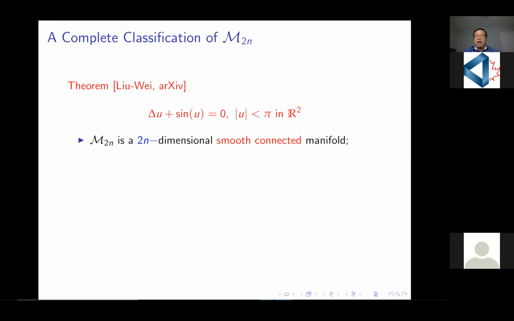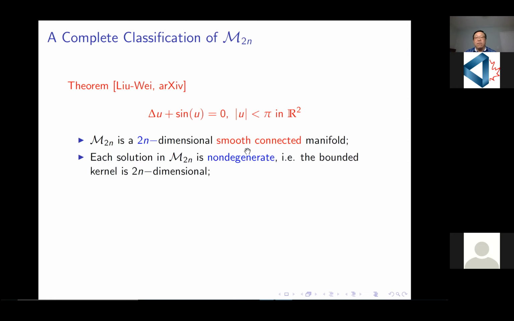With this information, we can now give a complete classification of 2n-ended solutions for this nonlinearity, Sine-Gordon. We show that this is a 2n-dimensional smooth and connected manifold, and each solution is non-degenerate. So the kernel is 2n-dimensional, and we can compute the Morse index explicitly: n times (n minus 1) over 2.